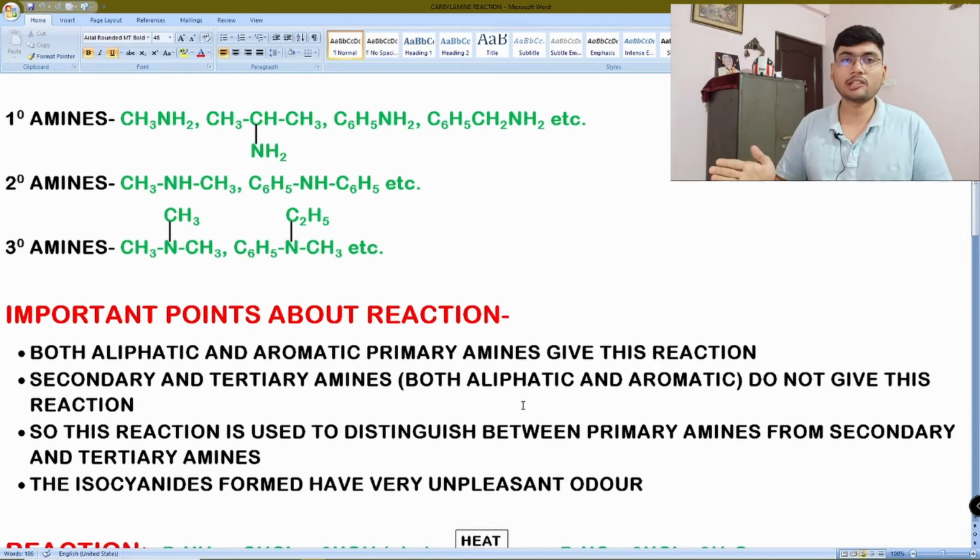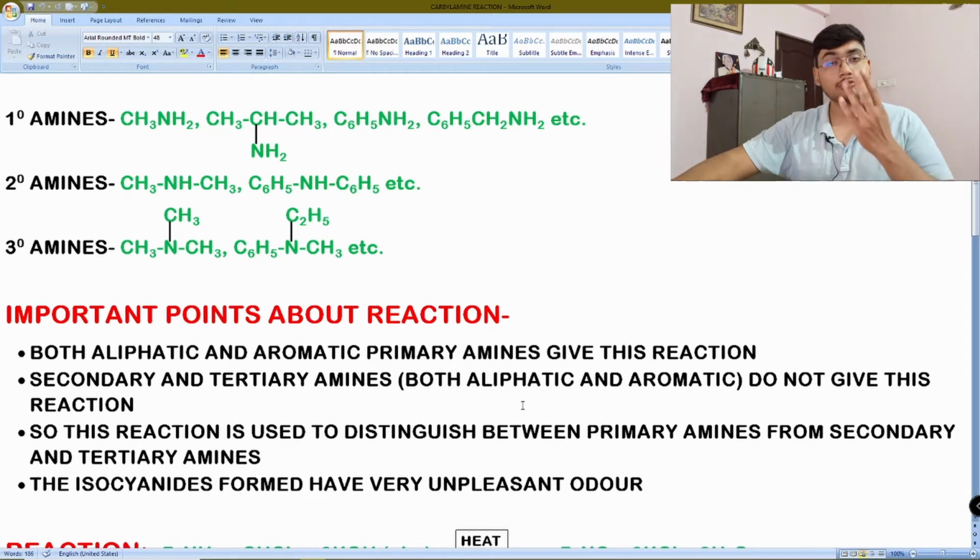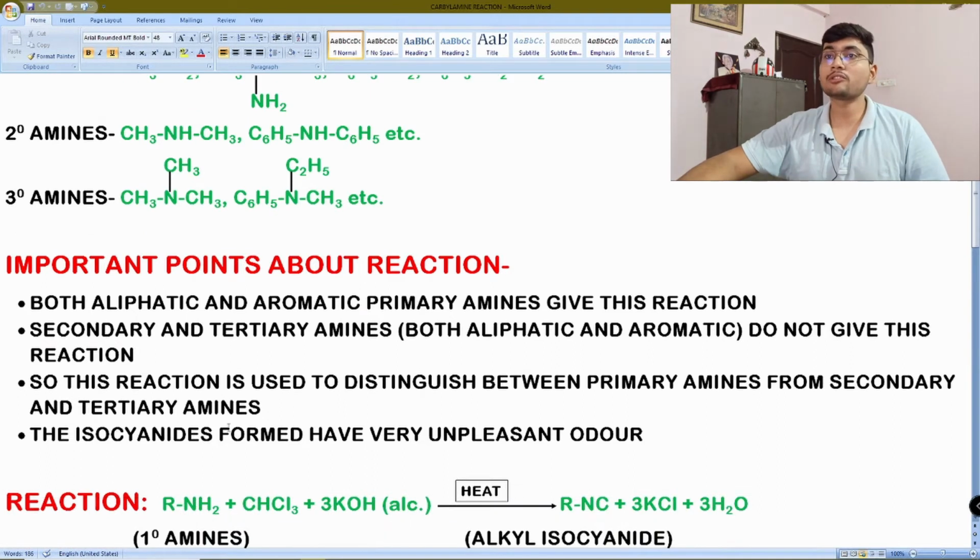If you are given three amines, for example primary, secondary and tertiary, and you perform the carbylamine reaction, it will be clear which one is primary, because one will give the reaction and the others will not. So basically it is a way to distinguish a primary amine from a secondary or tertiary amine. That is the third point: this reaction is used to distinguish primary amines from secondary and tertiary amines.